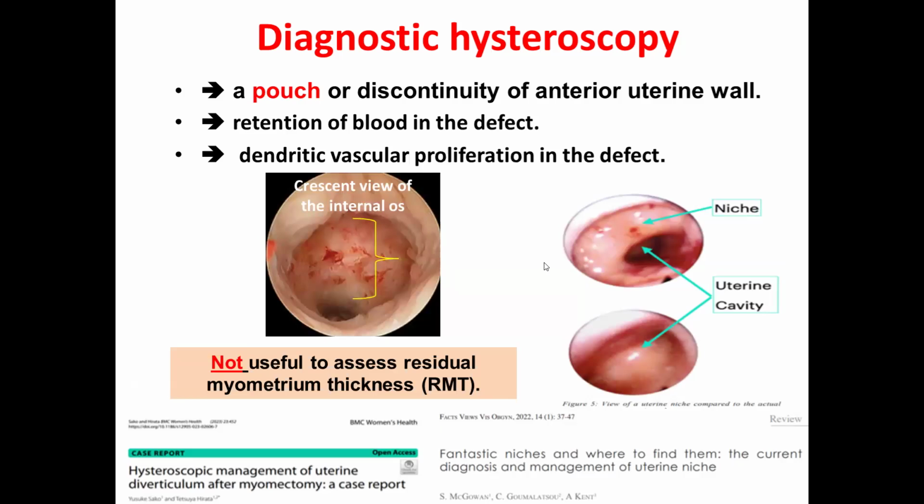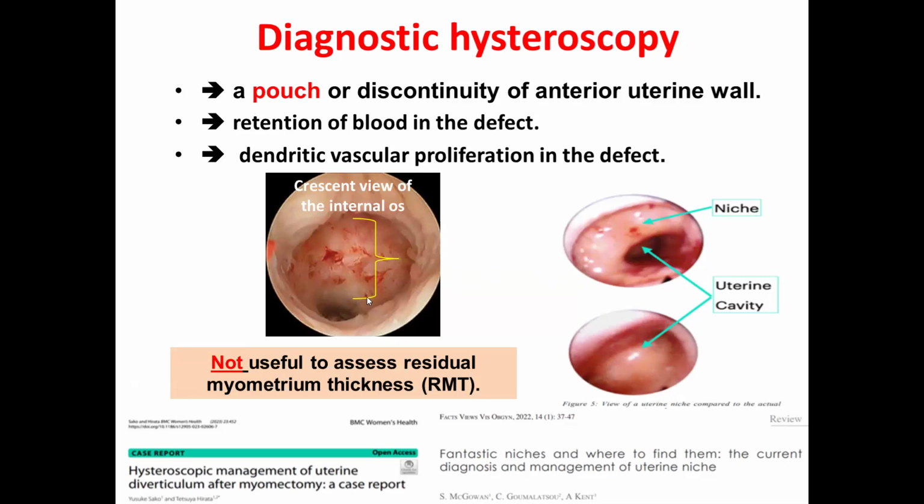But the role of hysteroscopy in uterine niche, it has a definite role to confirm diagnosis by seeing the crescent view of the internal os, by seeing this defect between the cavity and the cervix. And this is the site of the cesarean section, seeing a pouch or discontinuity of the anterior uterine wall with retention of some blood, brownish discharge here.